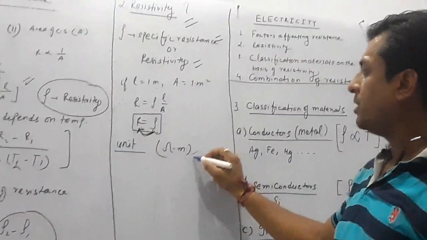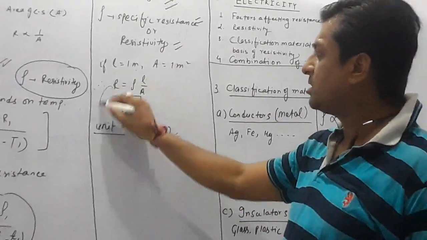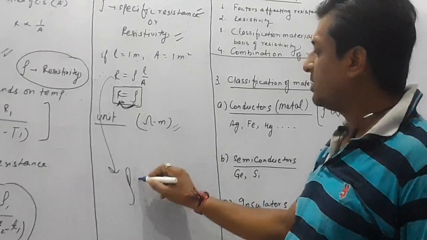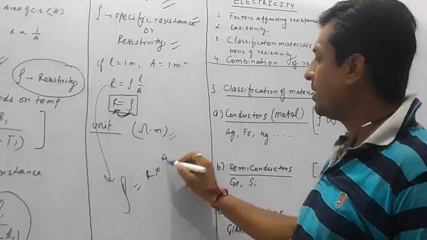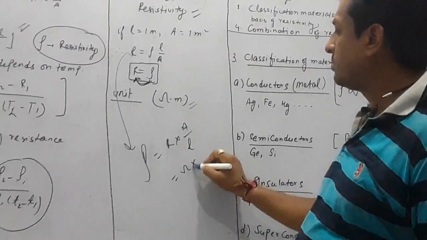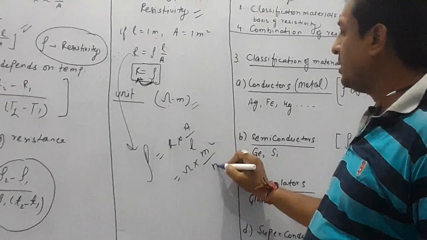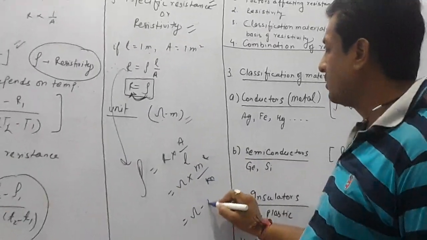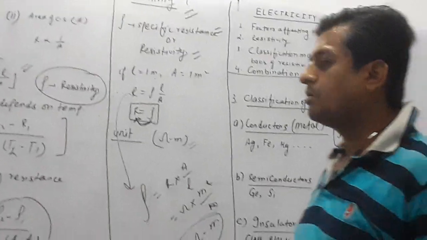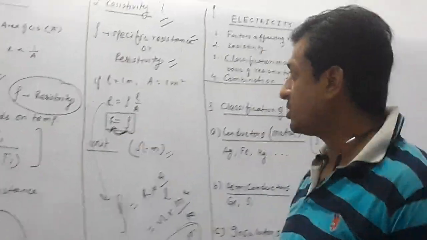If you talk about the unit of resistivity, then from this relation you can say resistivity is R into A by L. R is ohm, this is meter square, this is meter, cancel, what will you get? Ohm meter. So this is the unit of resistivity or specific resistance.